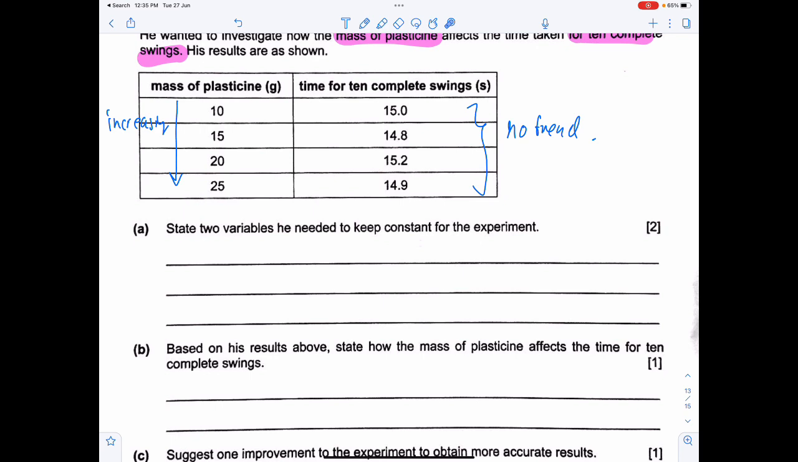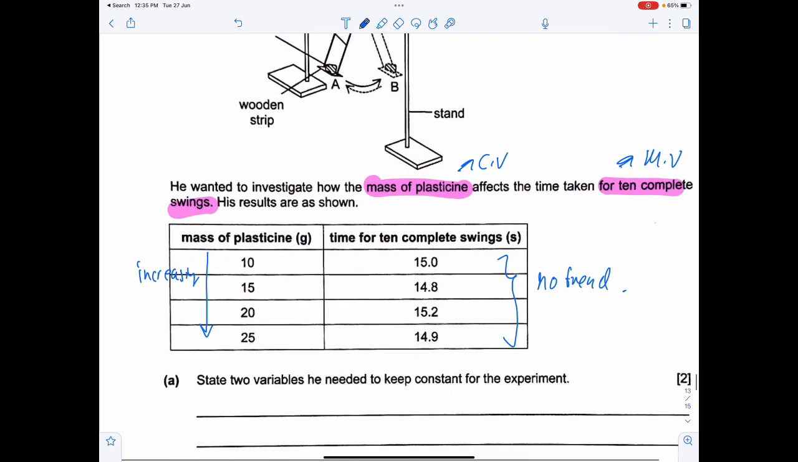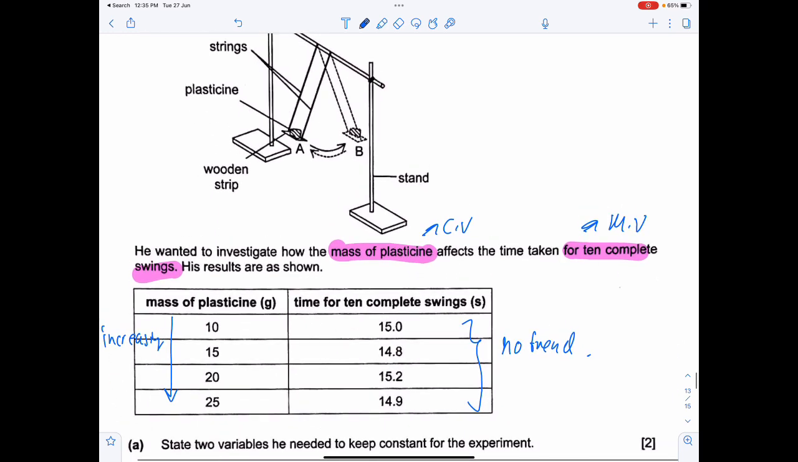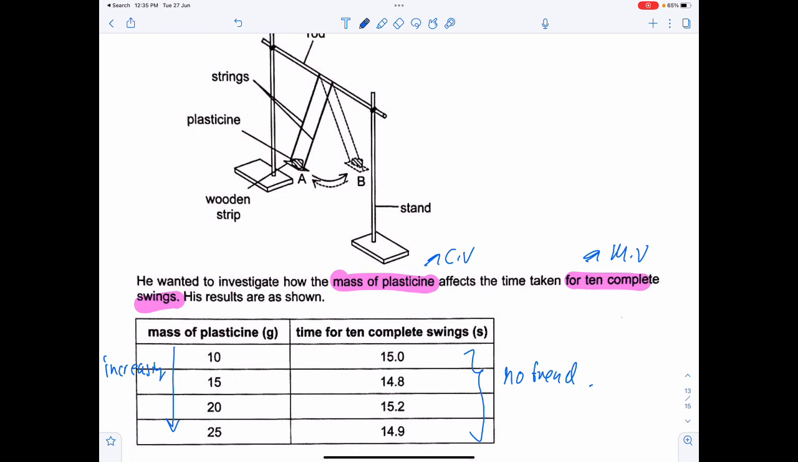State two variables he needed to keep constant for the experiment. Everything under the stars needs to be the same except the change variable. However, when you answer this, can you please be specific? I want you to talk about an attribute of the item. For example, please, where possible, don't tell me things like, oh, make sure you use the same wooden strip. What about the wooden strip? The mass of the wooden strip, the material of the wooden strip, okay? Make sure the same type of string is being used.